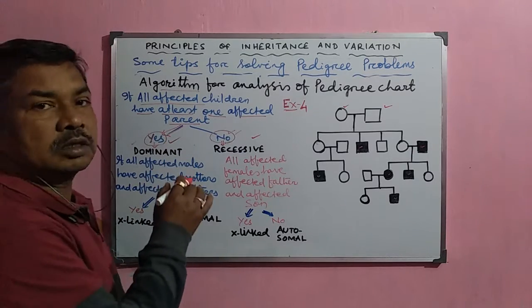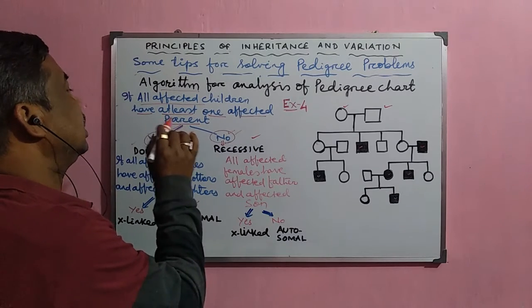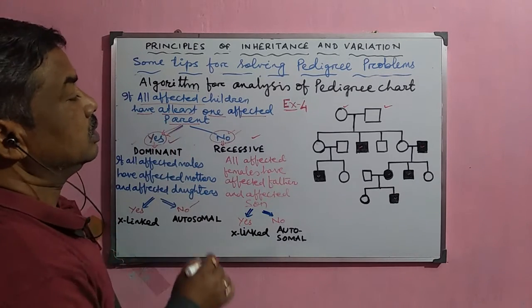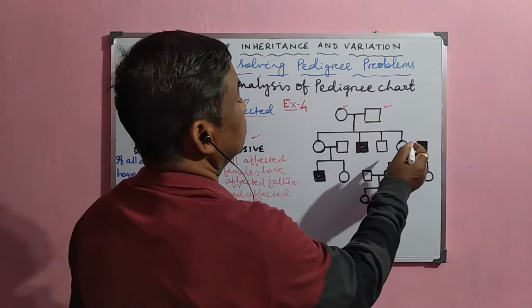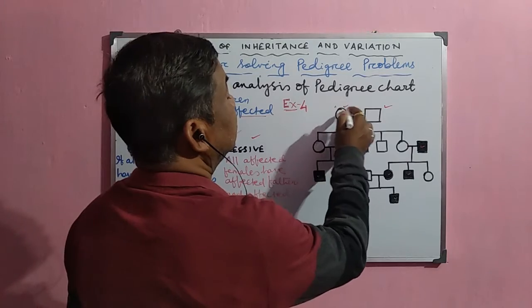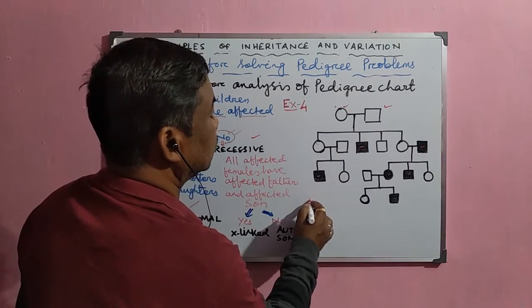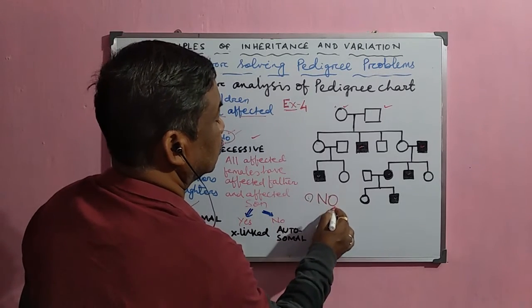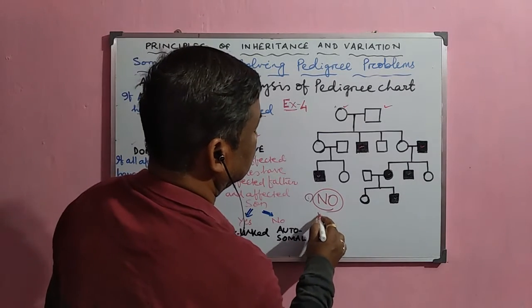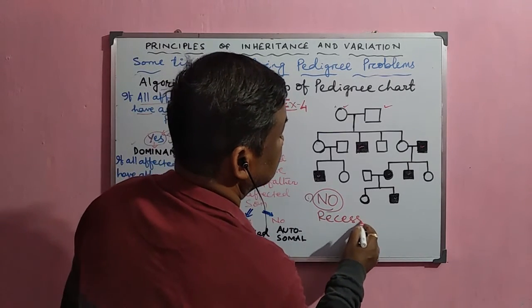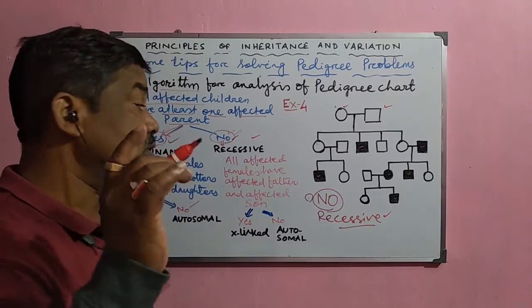Now look at the algorithm: if all the affected children have at least one affected parent. Suppose we take the example here, this is an affected child, this is another affected child, but they do not have any affected parent. So in the first case it is no. That means when it is no, it is the case of a recessive one. That means this disorder is normally due to the recessive gene.